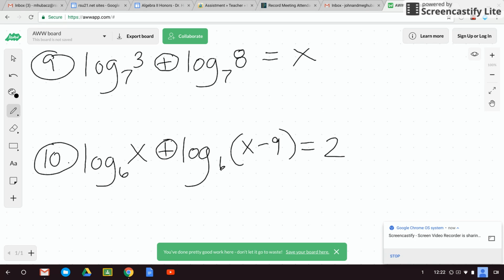All right, so hopefully you figured out in this first equation, number 9, that you have log with a base of 7, and then we multiply the 3 and the 8. 3 times 8 is 24 equals x.